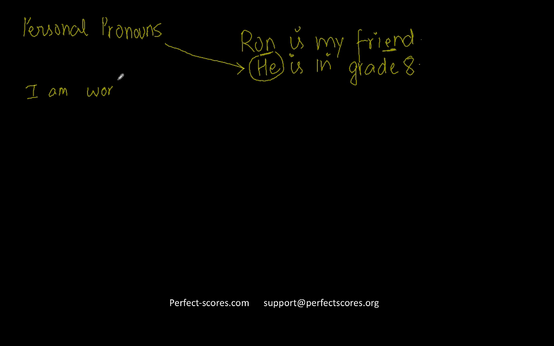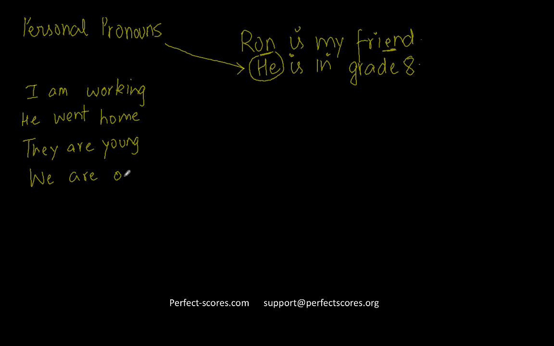I am working. He went home. They are young. We are old. And if you look at the pronouns in all of these four sentences, I, he, they, we, you will observe that all of these pronouns are talking about persons or people. That is why they're called personal pronouns.